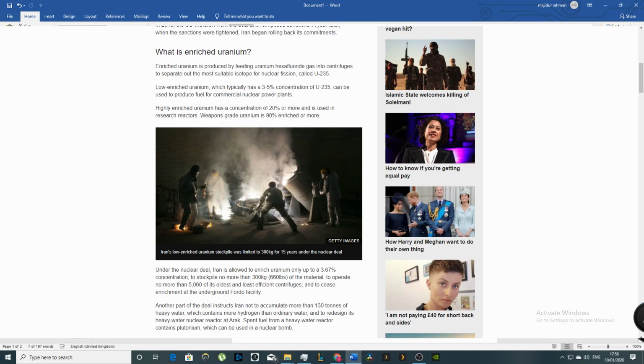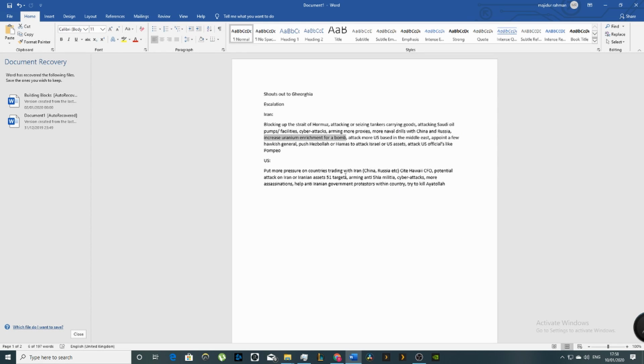Increase enrichment for a bomb, uranium enrichment, which Iran have threatened that they're going to do, essentially. And so you need a certain percentage for enriching for electricity, nuclear power, and you need more enrichment for a bomb. And so by doing that, Iran are basically goading the US, saying come get us, you know, we're going to start breaking the Iran nuclear agreement further beyond the agreed level. That's something Iran could do, and it looks like they're going to do that.